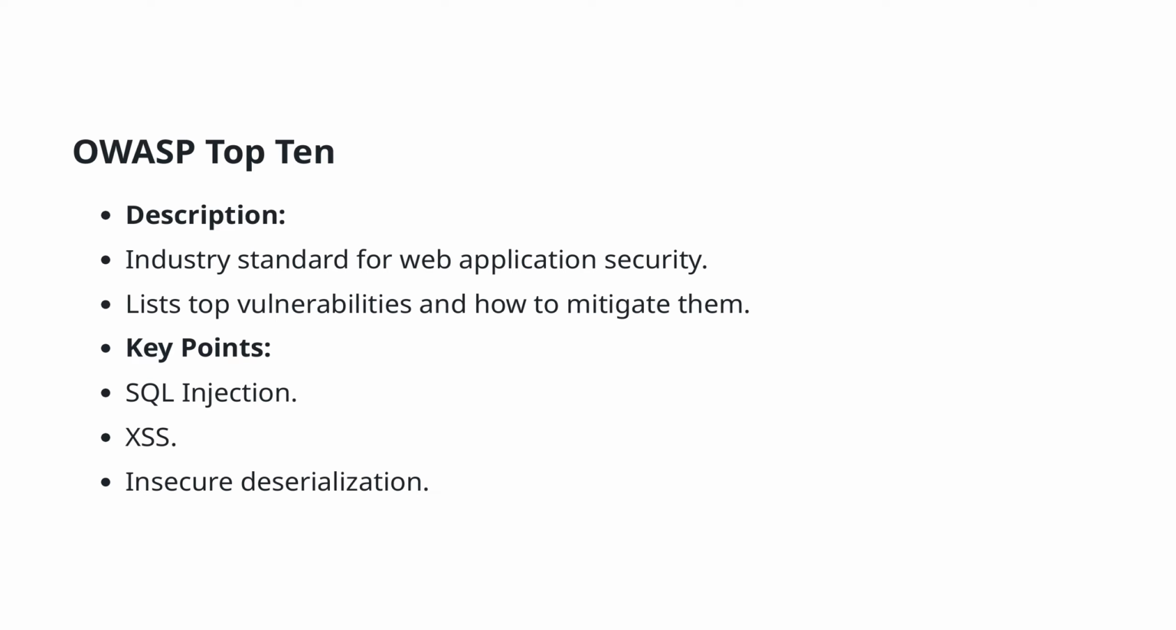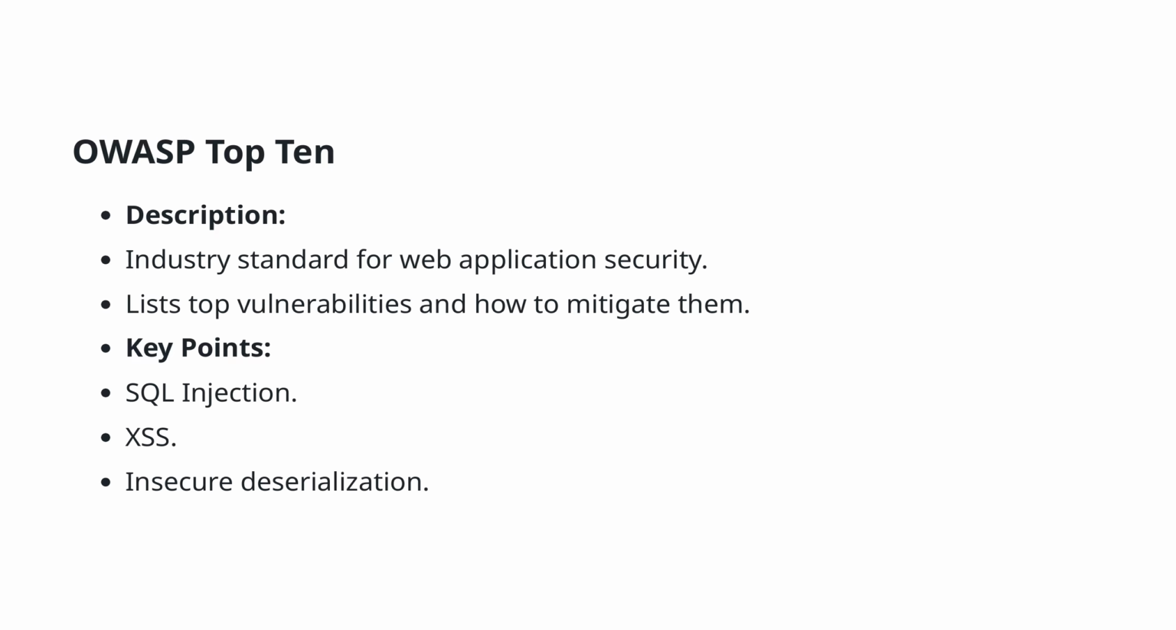In this slide, we'll be focusing on the OWASP Top 10. The OWASP Top 10 is an industry standard for web application security. It provides a list of the top vulnerabilities commonly found in web applications and offers guidance on how to mitigate them. Some of the key points include vulnerabilities like SQL injection, cross-site scripting, XSS, and insecure deserialization. Understanding these vulnerabilities allows developers to implement more robust security measures, ensuring that their applications are better protected against potential attacks. By following the OWASP Top 10 guidelines, you can significantly improve your application's security posture and reduce the risk of exploitation.